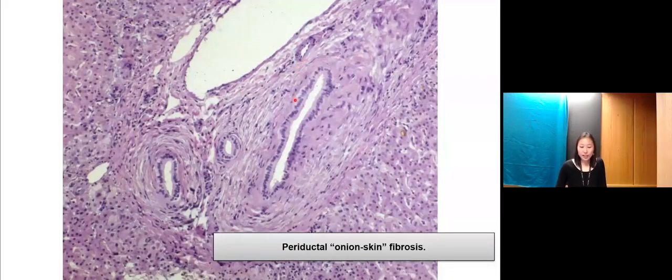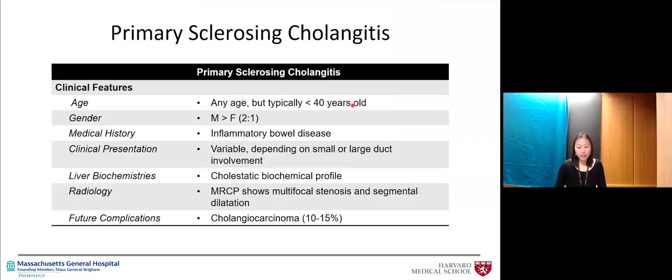And of course, on histology, we're going to just talk about the classic finding, which would be the periductal onion skin fibrosis that we see in this image, this concentric kind of lamellated collagen deposition that's encircling these small to medium-sized bile ducts. Now, of course, having those features would make a diagnosis of primary sclerosing cholangitis. Again, I have a table of the clinical features here. Slightly more common in men, but can happen at any age, a strong association with IBD.